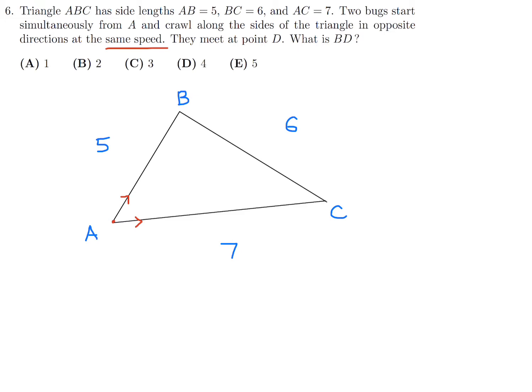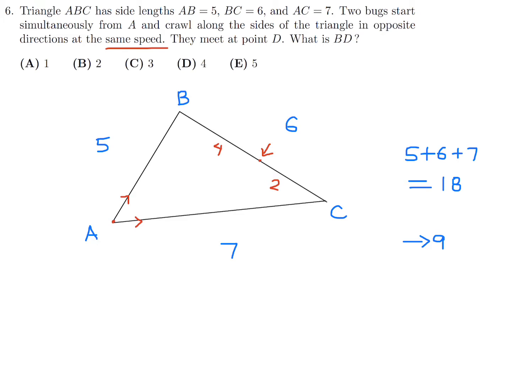So what is the total distance? The total distance is 5 plus 6 plus 7, which is 18. So since both of them meet somewhere, they must have each traveled 9 units. So that means the first bug travels on this line for 5 and then goes 4. Right? That would equal 9. The second bug travels on this line for 7 and then on this line for 2. Right? And they meet right here, approximately.